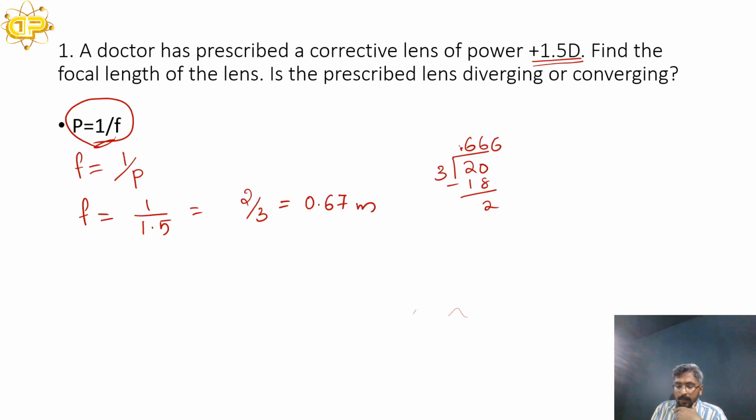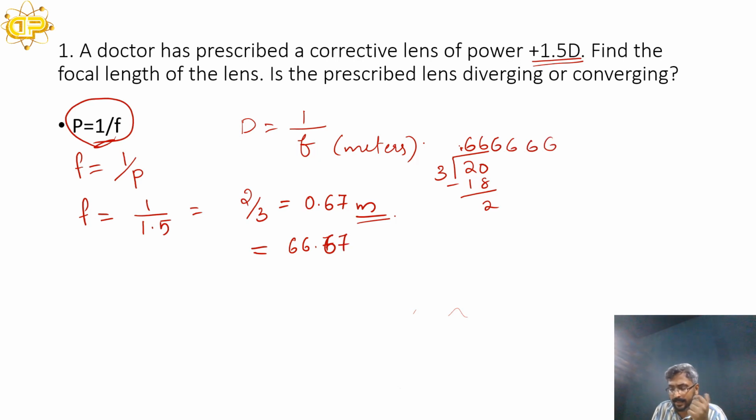Why is it meters? Because power in diopter is the reciprocal of the focal length expressed in meters. So here you are getting the unit meters. Or simply, multiplying by 100, you will get 66.7, or 66.67 because the 6 will go on, and this is in centimeters. So this is the first answer, that is, the focal length of the lens.